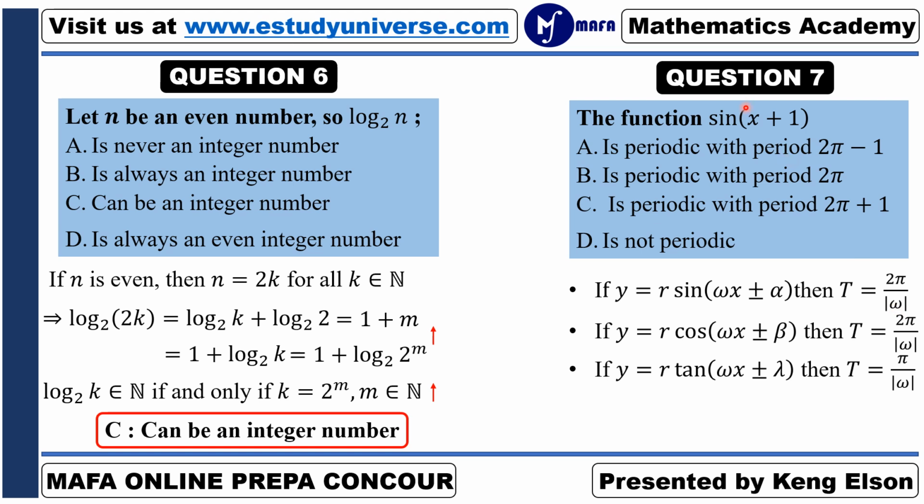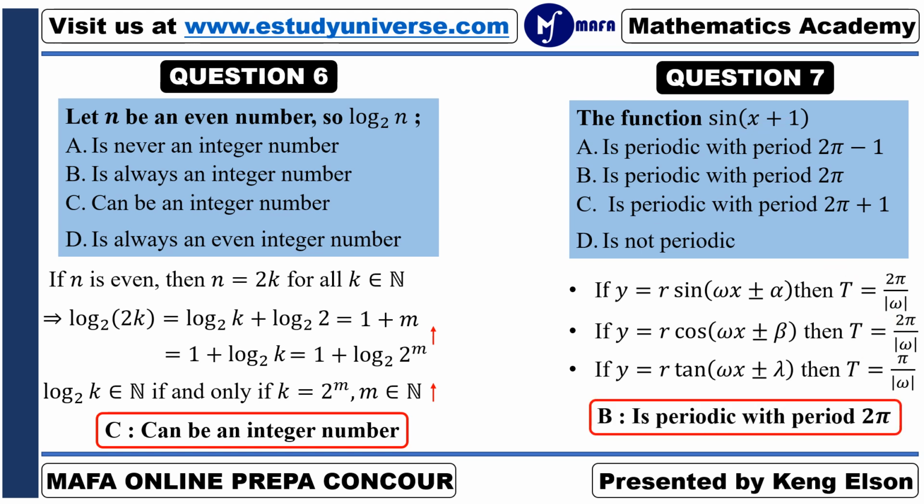In this case, we see that our omega is 1, so the period depends only on omega. Omega is 1, therefore the magnitude will give us 1 because 1 is already positive. Therefore, the period of this function is 2 pi divided by 1, which is 2 pi. So option B is correct. The function sine x plus 1 is periodic with period 2 pi.